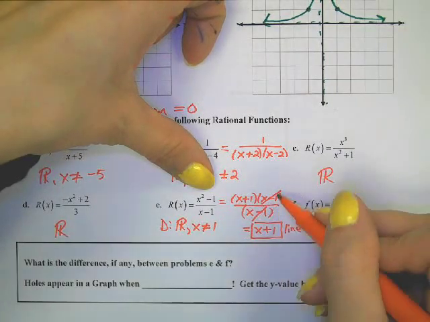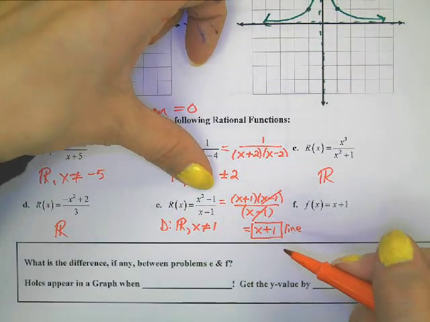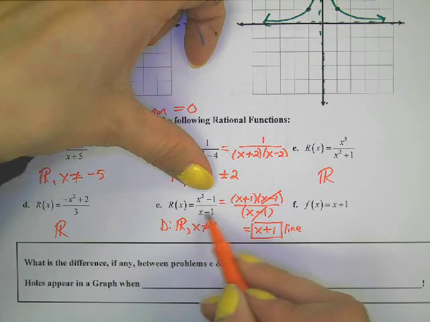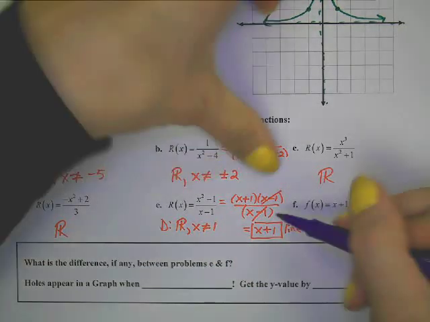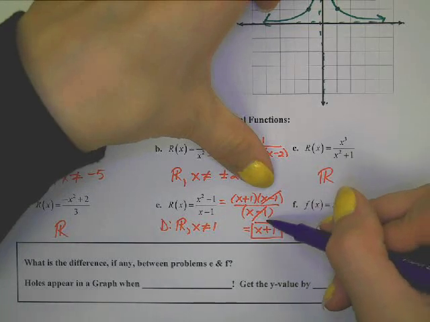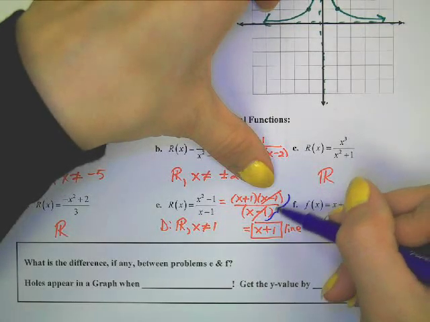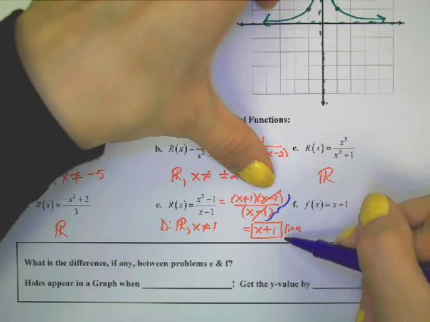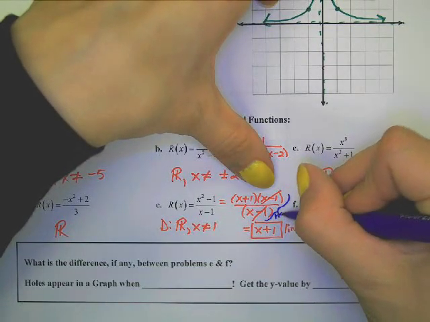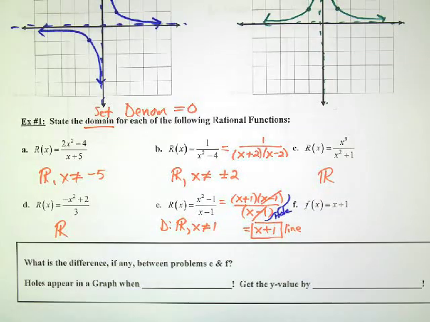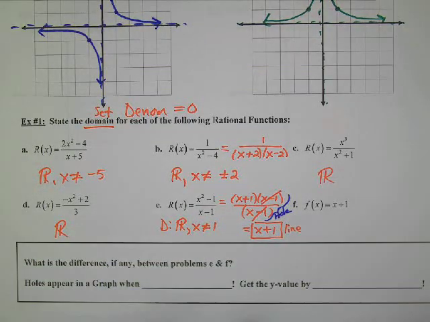Even though you do some work and you cancel it out and you get something more simple, you look at the original and you say do not equal 1. So what happens right here when that cancels out? When it cancels out and it disappears, you can't suddenly start using it, so that means it makes a hole right in the middle of the graph. All right, that's cool.